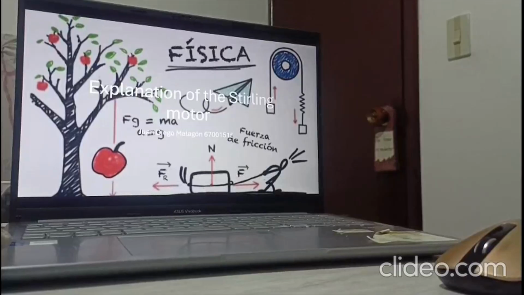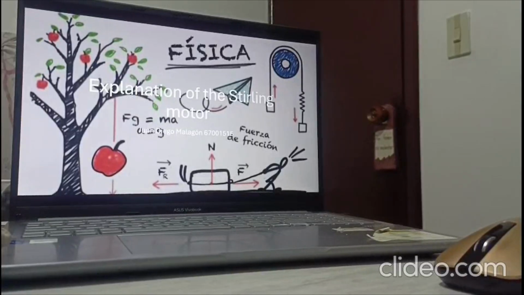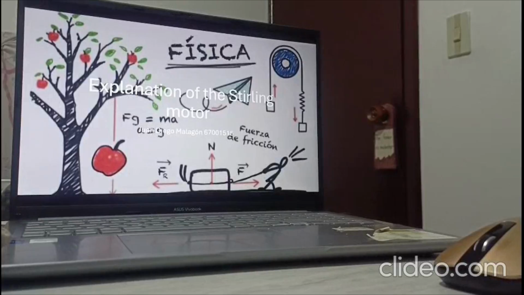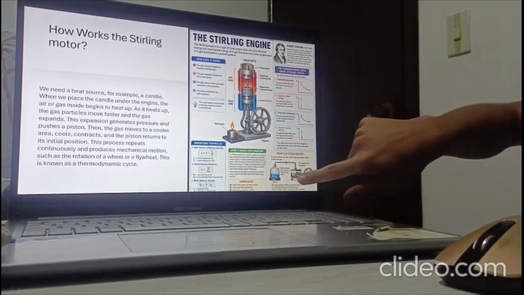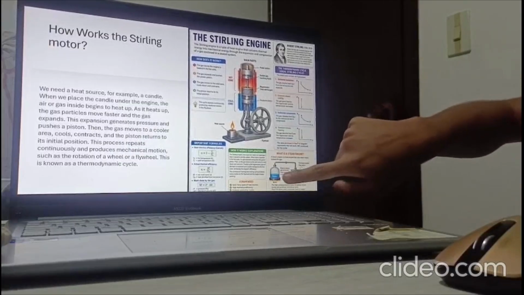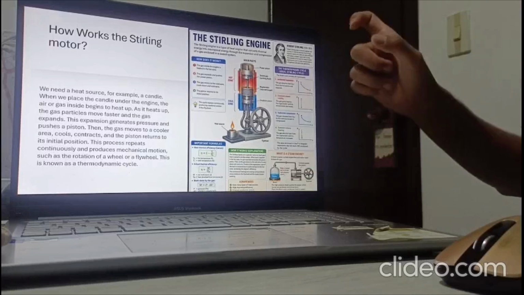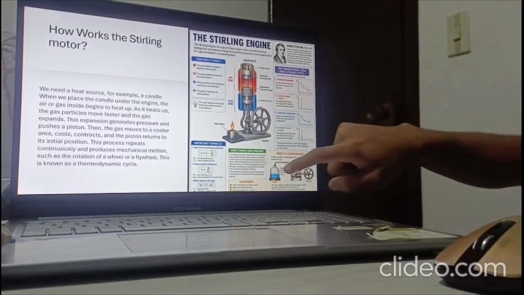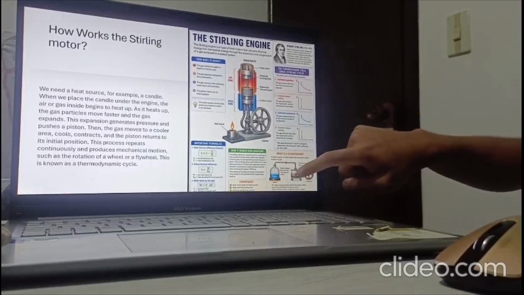My name is Juan Diego, and this is my contribution to the video, basically an explanation of the Stirling motor. A container, in this case a can, will have the water inside. The water will heat up and that will turn it into gas that will pass around the syringe.